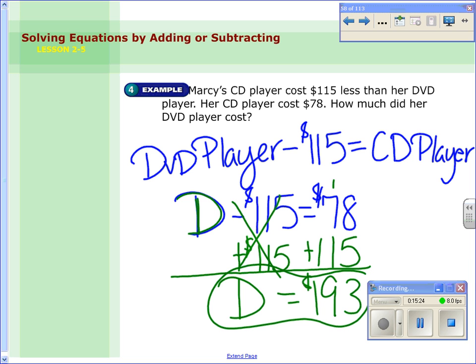All right, let's make sure my answer is correct before I move on to the next piece. So if I say the DVD player was $193, and if I subtract that $115 from it, let's see if I end up with my cost of $78 for that CD player. So 13 minus 5 is 8, 8 minus 1 is 7. So there we go, they match up. So I know for a fact my DVD player costs $193.